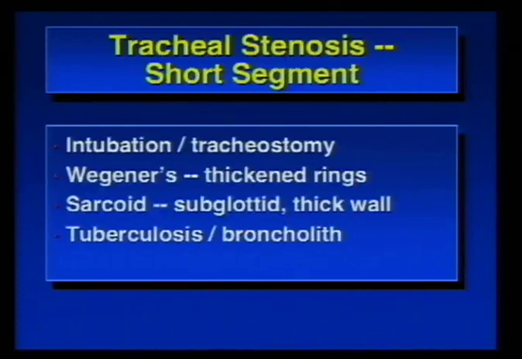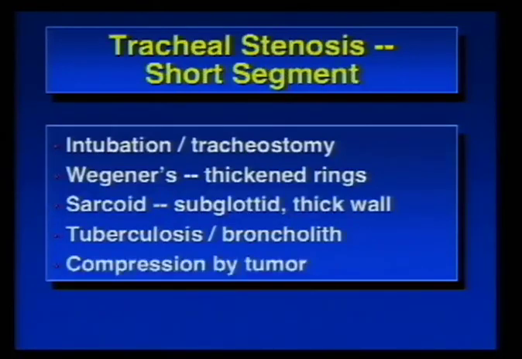How is that? Because a broncholith, as I said, is a lymph node that's calcified secondary to TB, and it erodes into the bronchus, and then that can cause scarring. And compression by a tumor can also cause tracheal stenosis.